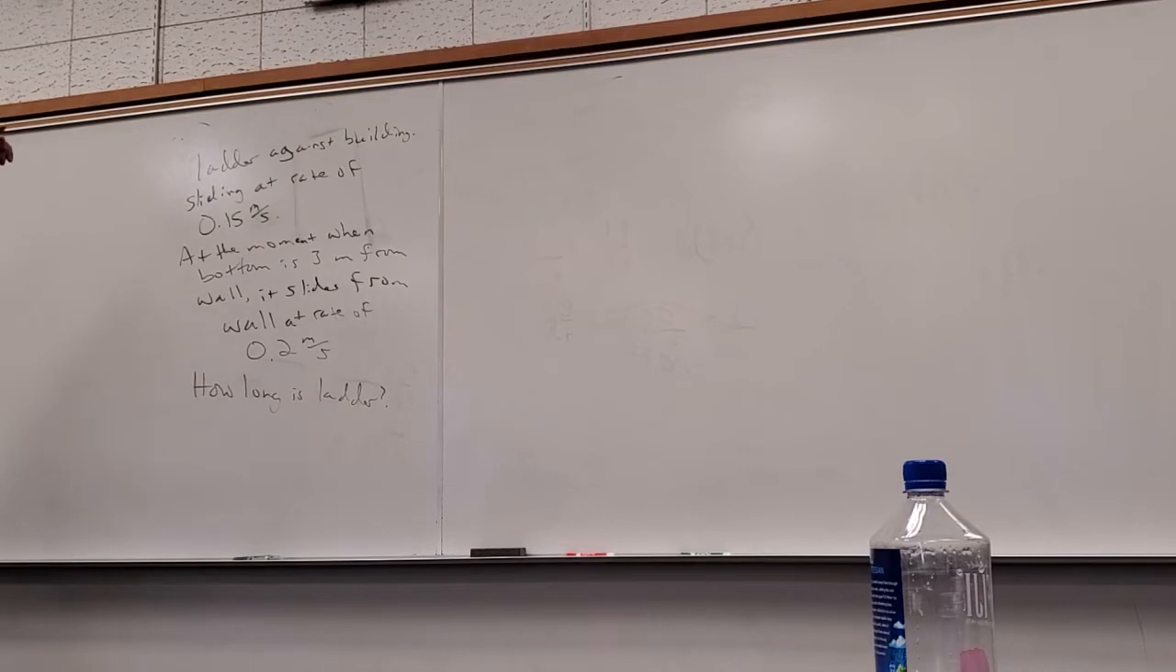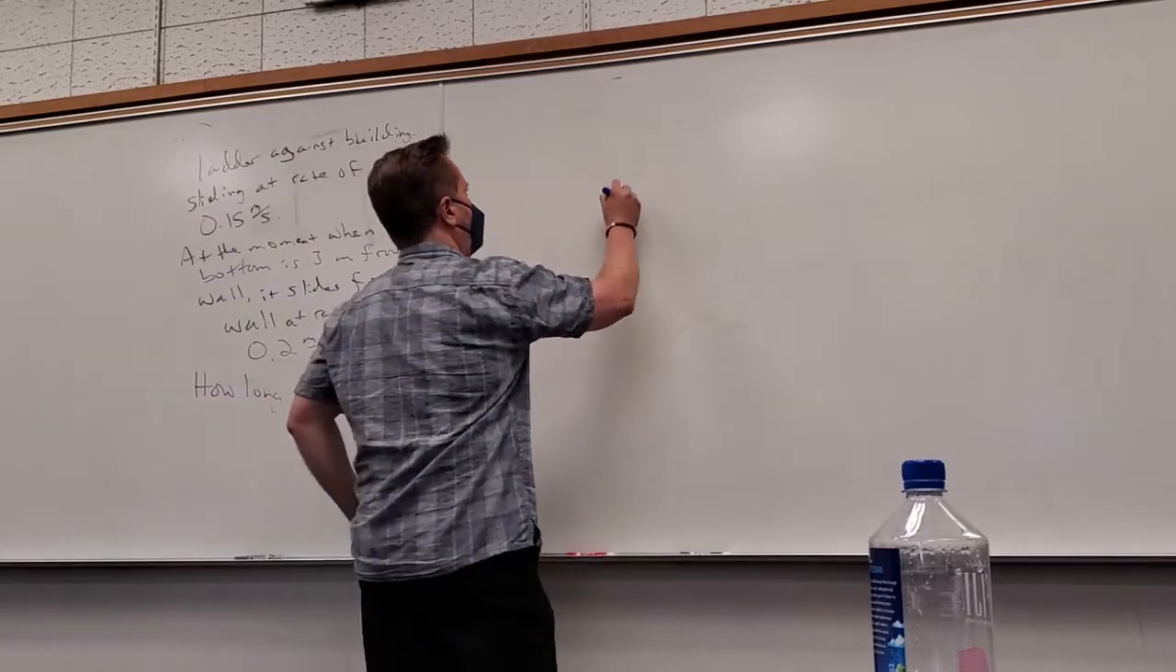So the ladder is leaning against the building. It's sliding down at a rate of 0.15 meters per second. At the moment when the bottom is 3 meters away from the wall, it's sliding away from the wall at a rate of 0.2 meters per second. Is it talking about the top sliding down or the bottom sliding? Right here, the top is sliding down the wall, correct? This one is sliding from the wall. So can you, first off, draw the picture? All I did was draw a big box for a building. I didn't really give anything away.